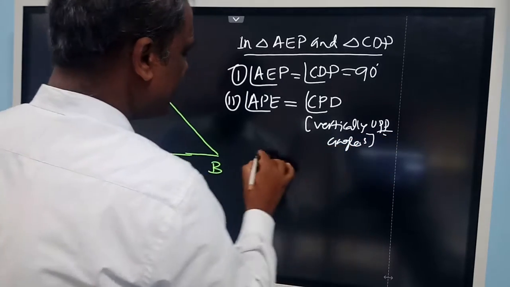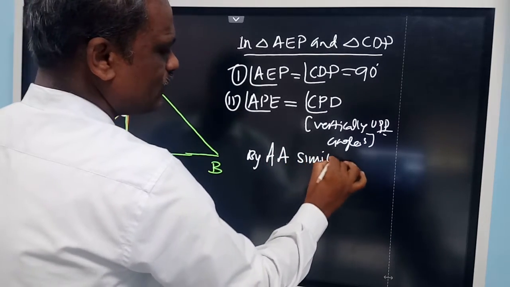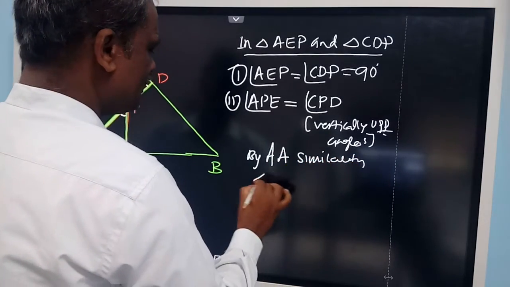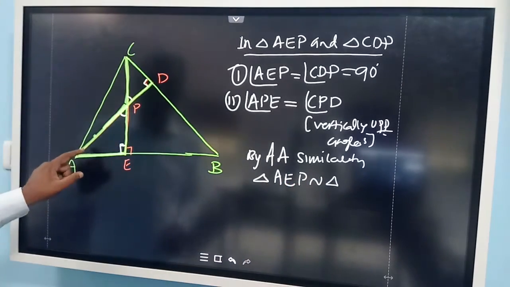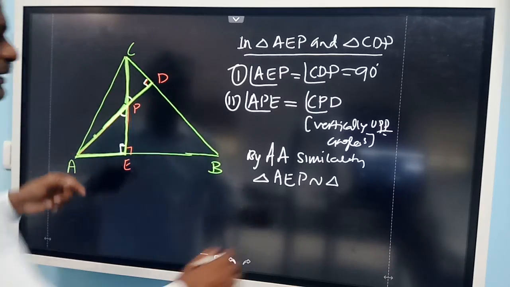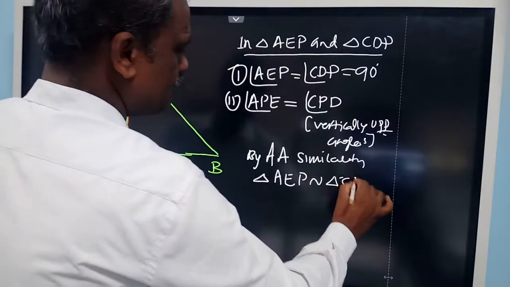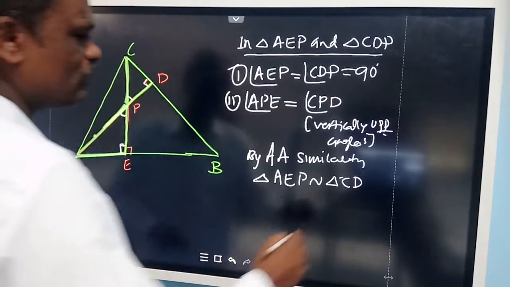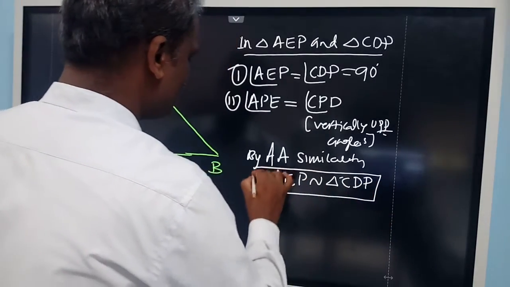So by AA similarity, I can write triangle AEP is similar to triangle CDP. For angle A, the corresponding angle must be C. For E, it is D, 90 degrees and 90 degrees. P and P are vertically opposite angles, therefore P. So this is the proof of the first one.